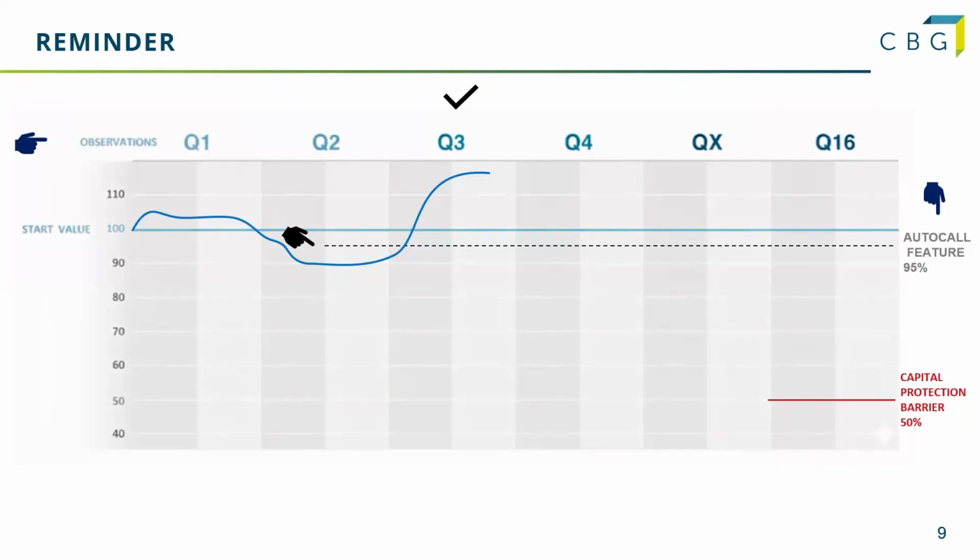If the note doesn't autocall, then at the final observation at the end of the term, the capital protection feature applies. If all underlyings are above the capital protection barrier, full capital is returned. If not, capital is reduced based on the lowest performer.